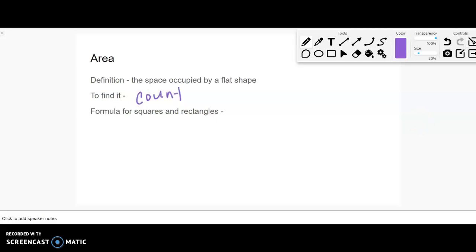Much better. So if it's on a grid, we can count the squares, or we can use the formula. Now make sure you write this on your notes page. If you need to pause it because I'm writing too fast, you can always do that. Formula.